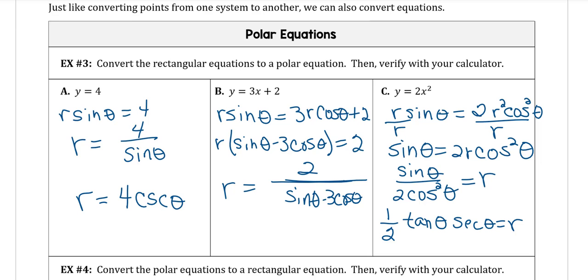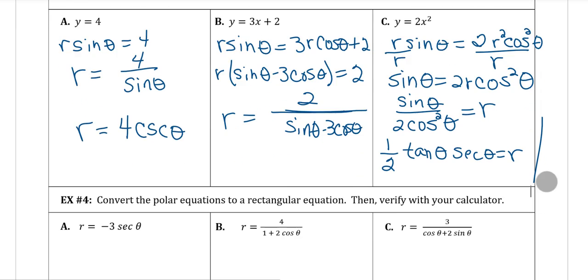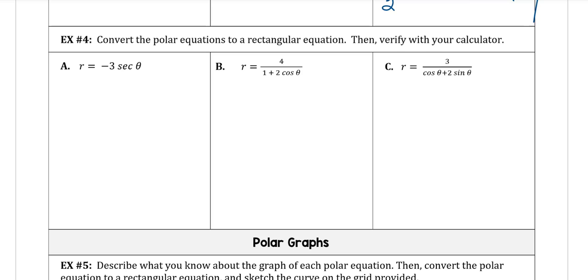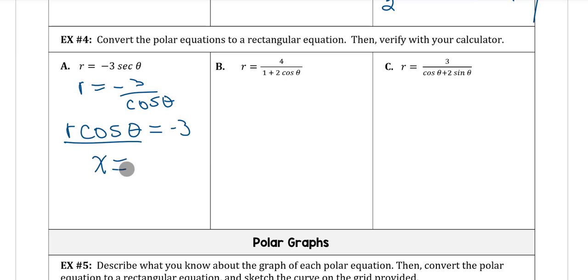Okay, then going the other way, we're going to work backwards. So I want to get everything in terms of cosine and sine and r, so I can switch them back to x and y. So what I want to realize here is that for this one, I really have negative 3 over cosine theta since I have a secant there. So when I move the cosine to the other side, I have my x right there. So this is a vertical line.